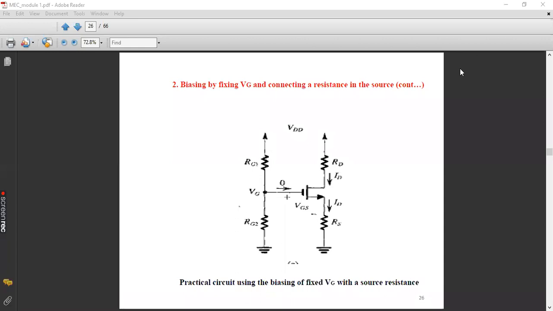Why? Because the DC load line slope will be less, it will become less steep, so the variation between ID1 and ID2, or the chance of that ID change, will be less. That means Q point shift will not occur. Okay, so that is the degeneration action. That is the role played by the resistance RS.